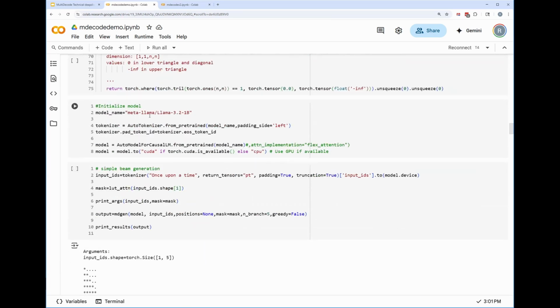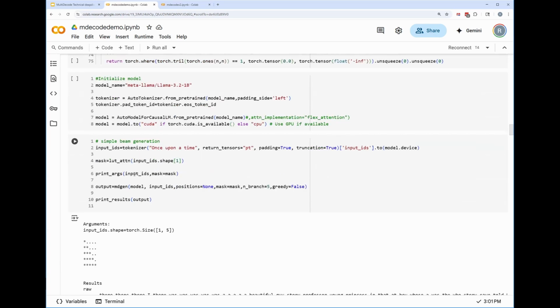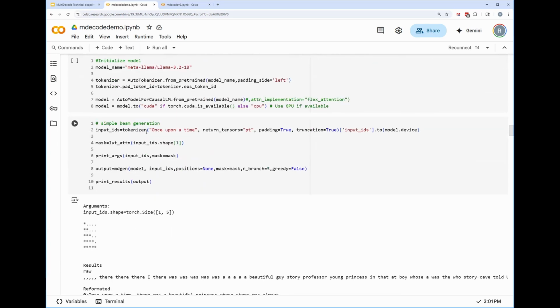Here we get started. We load Llama 3.2 1B, initialize the tokenizer and the model, and tokenize. Here I'm generating tokens from "once upon a time." I'm creating a mask. In this case, LUT is a utility I have here to create a lower triangle with all the right dimensionality on it. Printing out the arguments, generating an output, making that call.